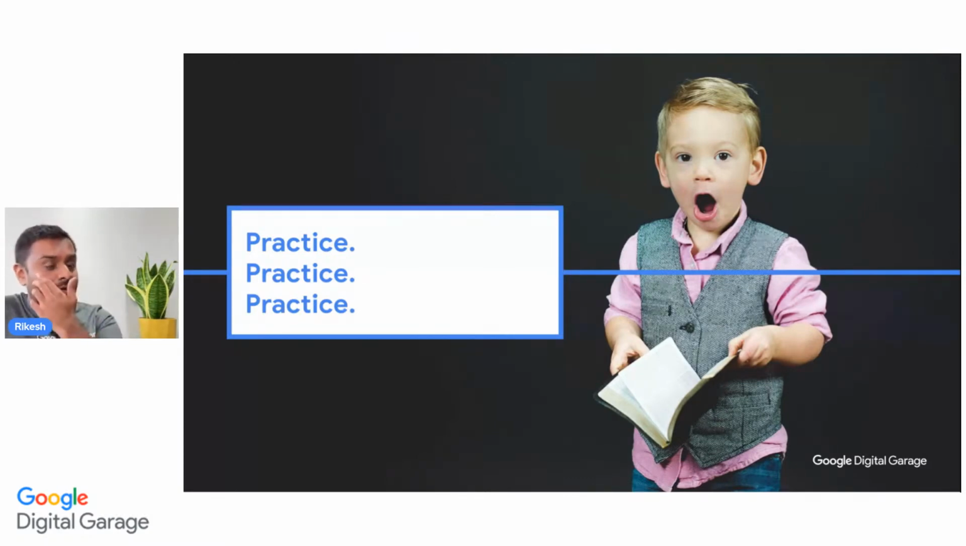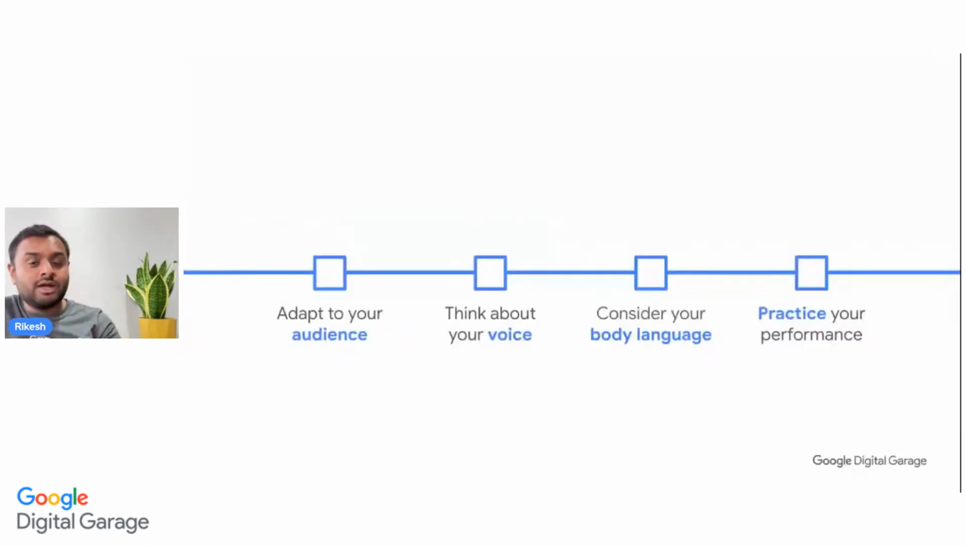So just to wrap up on voice, adapt ourselves to our audience. Think about our voice in terms of tonality, think about volume as well, think about our pace, consider our body language and what that's saying, and all those non-verbal cues that we give off to our audience, and always practice your performance before you go ahead and do that going forward as well.